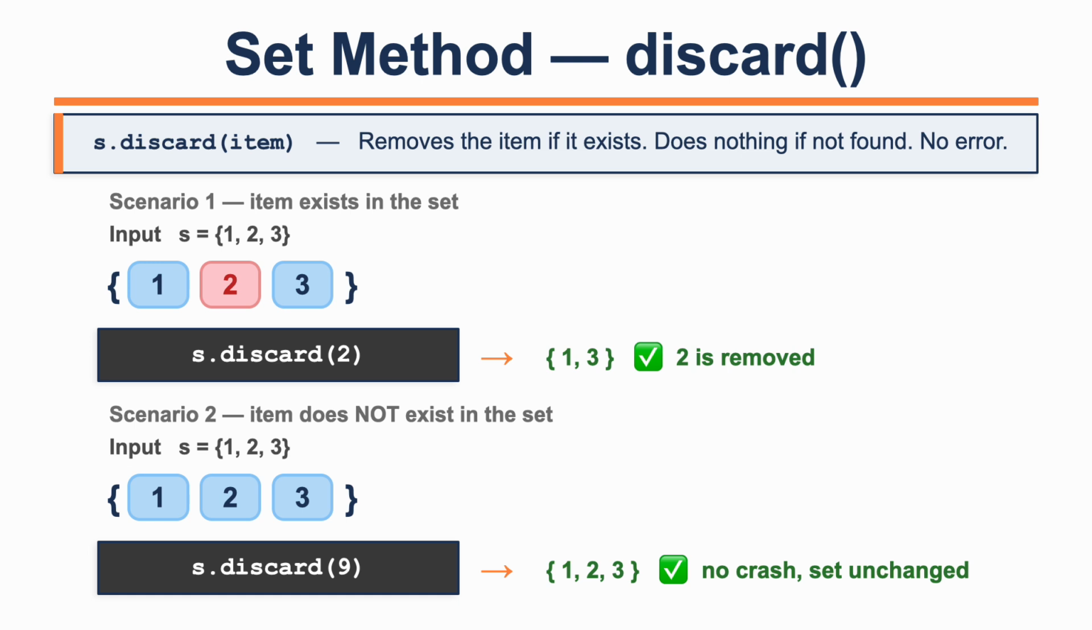9 is not in the set at all. With remove, this would crash. With discard, Python just does nothing. No error, no crash. The set stays exactly as it was. That is the key difference. Think of discard as the safe version of remove. Use it whenever you are not sure if the item is there.